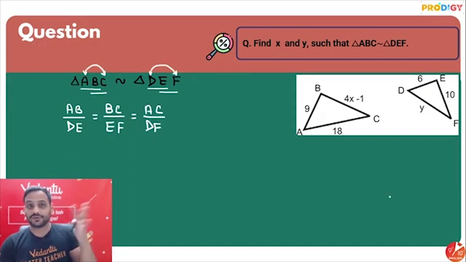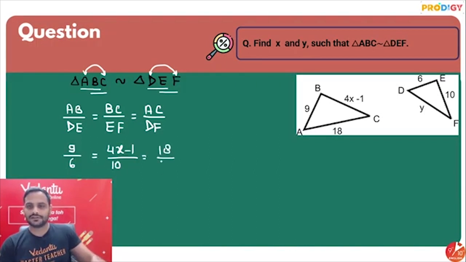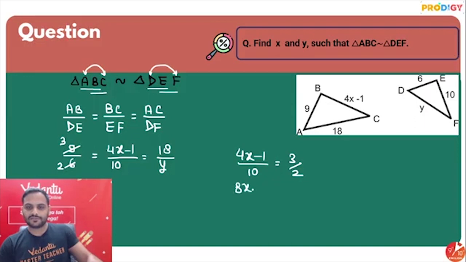These sides will be equal, because since triangles are similar, the ratio of sides will be equal. So let's write the values. AB is 9 upon DE is 6 is equal to BC is 4x minus 1 upon EF is 10 is equal to AC is 18 upon DF is equal to Y. So 9 by 6 is 3 by 2. Now 4x minus 1 by 10 should also be equal to 3 by 2. Cross multiply, 8x minus 2 is equal to 30, 8x is equal to 32, and x is equal to 4.